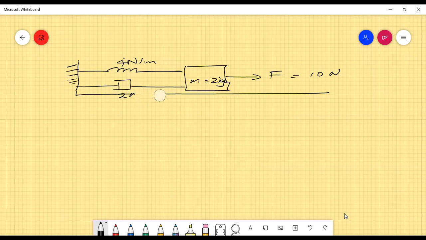Sir, what is it that you wrote? N slash M? Yeah, Newton per meter. So that's... Oh, 4 newtons per meter, sir. Yeah.